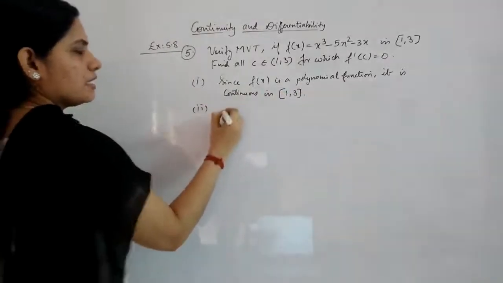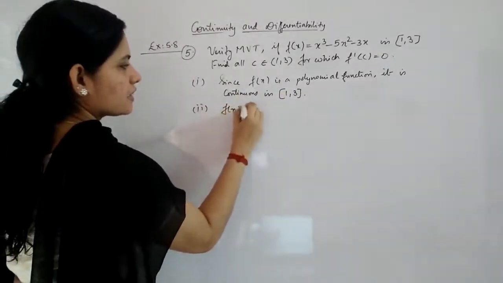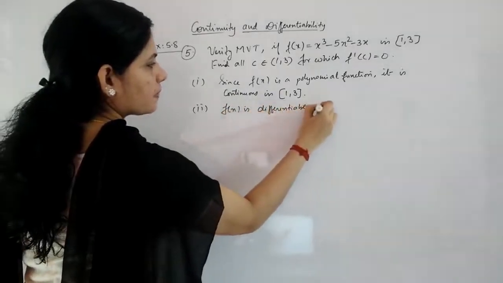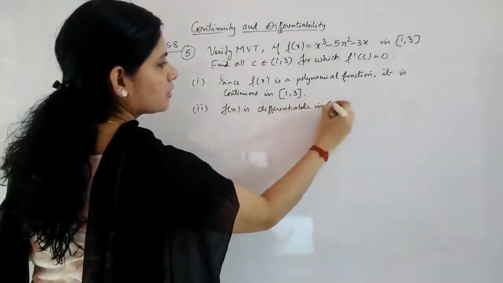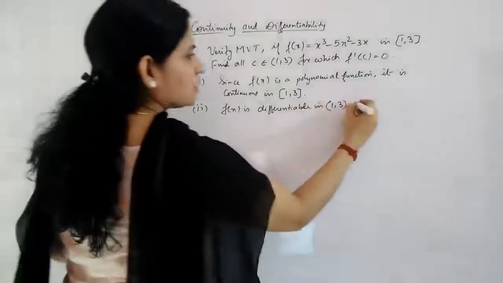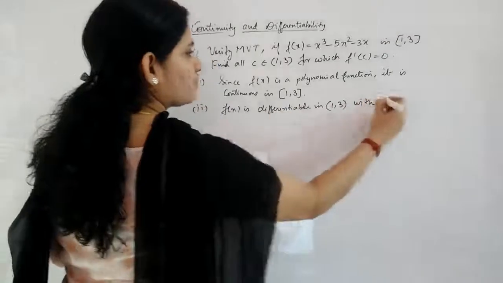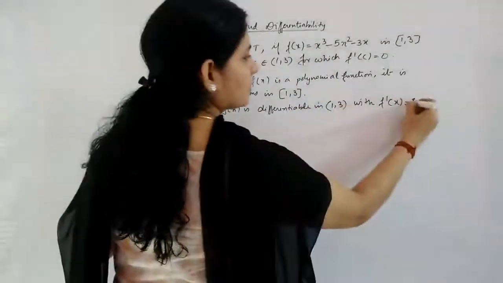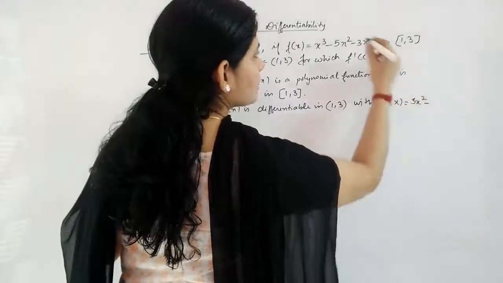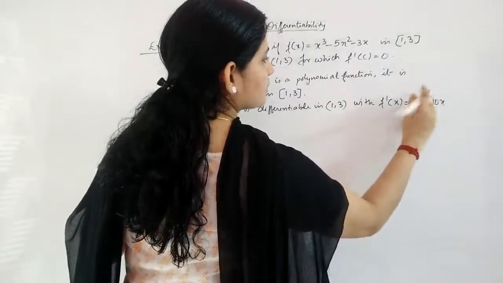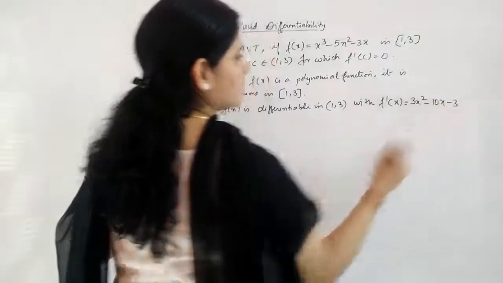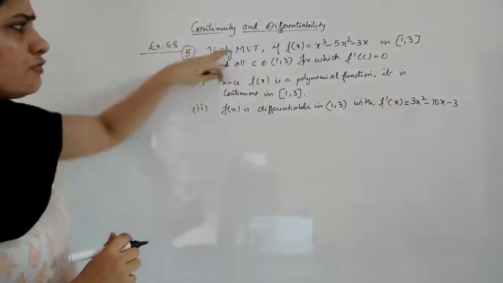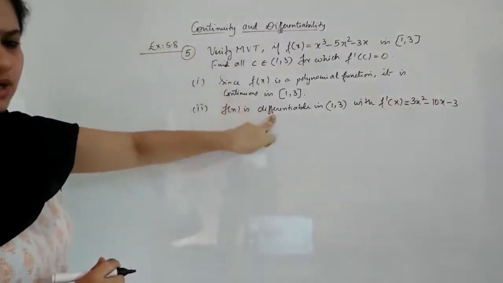Second point is whether it is differentiable. f of x is differentiable also, in the open interval 1 comma 3, with its derivative f dash of x being 3x square minus 10x minus 3. Okay, so you have your derivative also. Now for MVT, these are the two conditions which you have to check.